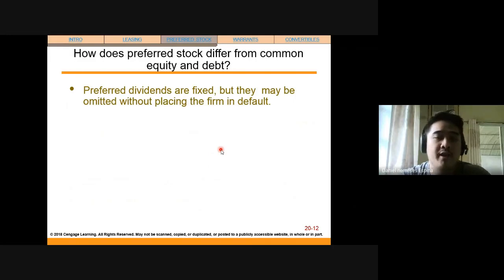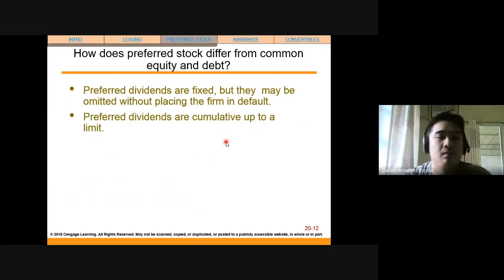So although the dividends are fixed, they may not be paid, especially if there is not enough money to pay the loan. Okay? So we have to prioritize the outside creditors over the stockholders. The preferred dividends can be cumulative, but there is a certain limit.